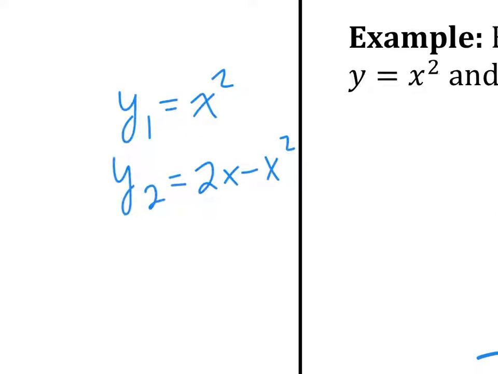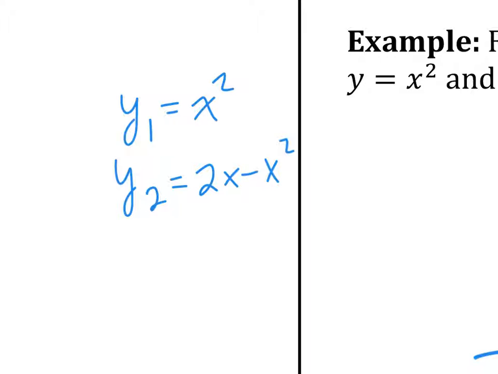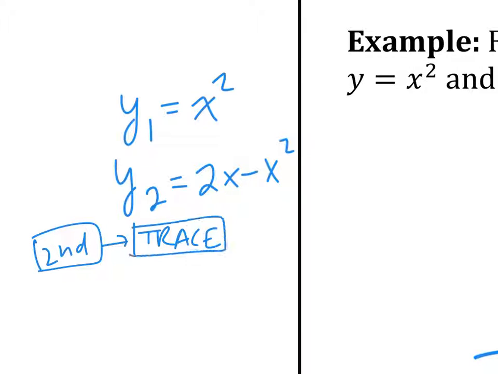So to figure out the intersection, this one has 2 points where they intersect. You're going to go to second calc or trace. And then on top it says calc. And then go to intersect, which is number 5. There are 2 different intersecting points, so you're going to have to do this twice. The first one is easy. It's just 0, 0, so you can skip it if you want.